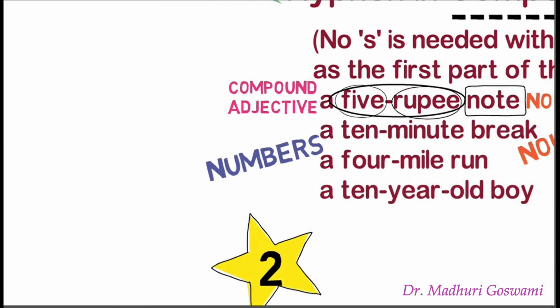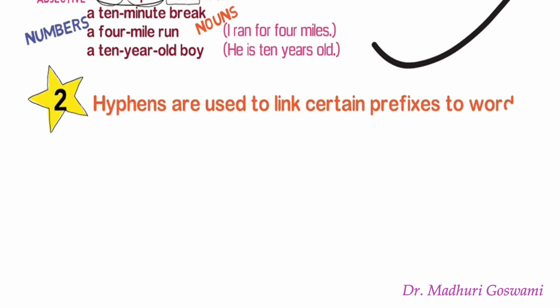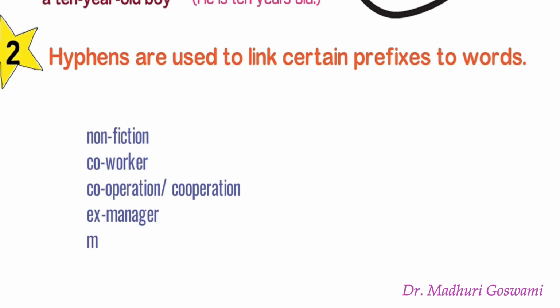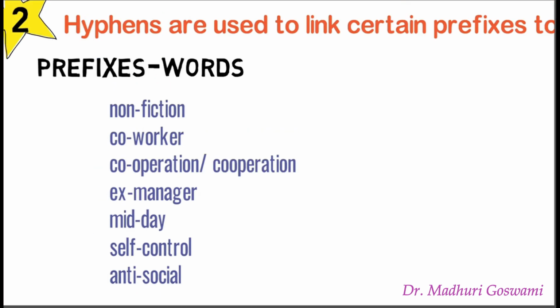The second important use of the hyphen is to link prefixes to words. For example, non-fiction. Non is a prefix and fiction is a noun, and we use the hyphen to connect this prefix to this noun. In the same way, we have some other examples of linking these prefixes to words with the hyphen. Co-worker. Co is a prefix and worker is a noun, and it becomes co-worker. Next word is cooperation. You must have seen this word written without a hyphen. This version is preferred to that hyphenated one in modern times.